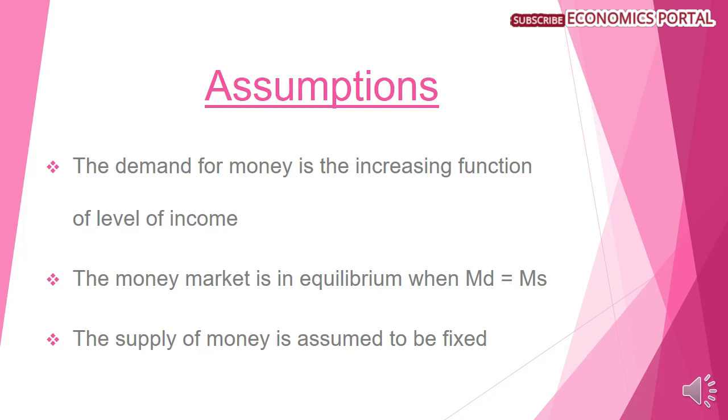Next point is the supply of money is assumed to be fixed. यहाँ पर हम assume करते हैं कि supply of money जो market में है वो fixed है, यानी कि जो भी गवर्नमेंट की तरफ से हमें पूरे ईयर के लिए जो मनी सप्लाई होती है वो हमें मिल चुकी है, उसके वो फिक्स्ड है, वो मजीद हमें उसमें इंक्रीमेंट या डिक्रीमेंट नहीं होगा.